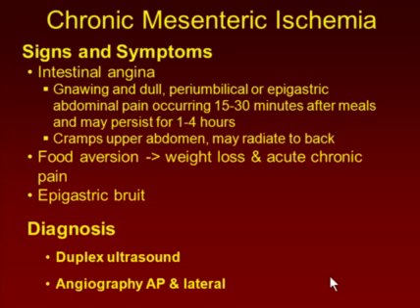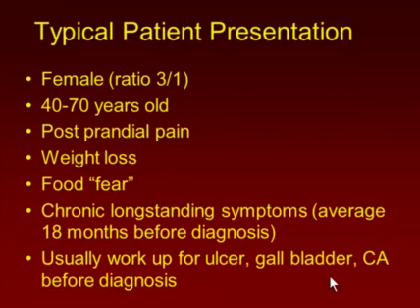The diagnosis can be made for this disease with either duplex ultrasound or angiography. The typical patient presentation is a female 40 to 70 years old, displaying postprandial pain, weight loss, and food fear, and usually these patients take a long time to get worked up for diagnosis. They're usually worked up for many months for ulcer, gallbladder problems, or cancer before the diagnosis of chronic mesenteric ischemia is made.